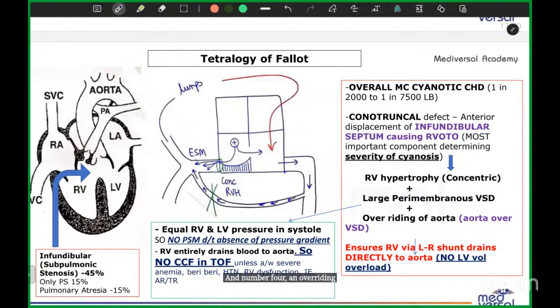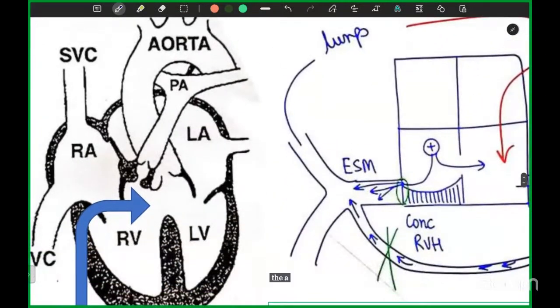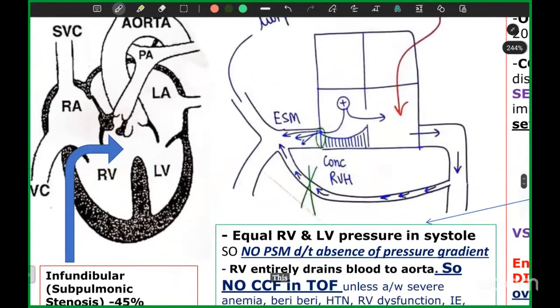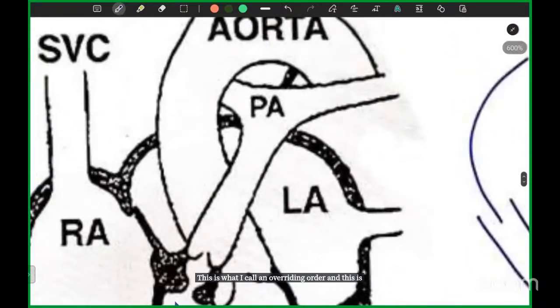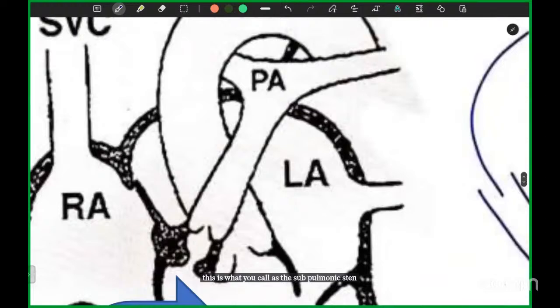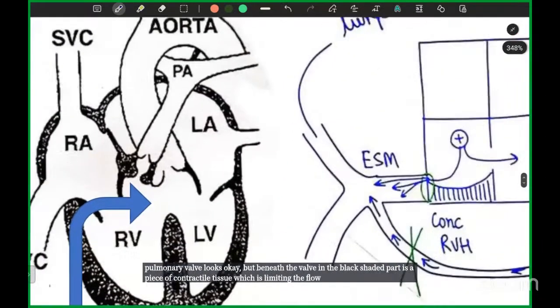What do I mean by an overriding aorta? You can clearly see this picture. The aorta is exactly sitting at the level of the ventricular septal defect. This is what I call an overriding aorta. And this is what you call the subpulmonic stenosis. If you look clearly, the pulmonary valve looks okay, but beneath the valve, in that black shaded part, is a piece of contractile tissue which is limiting the flow of blood and thereby causing turbulence.